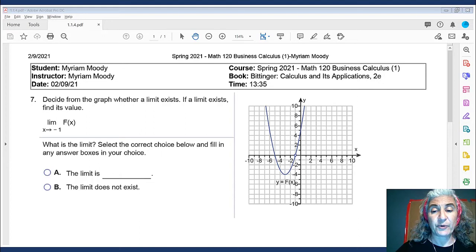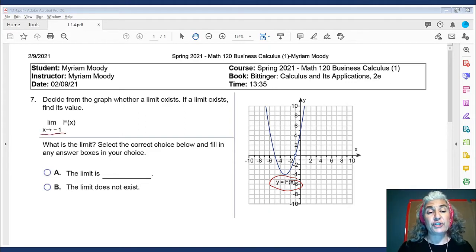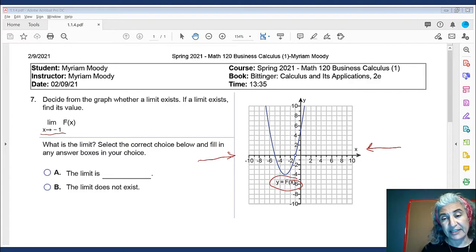It's the graph of a parabola, and it is labeled capital F of x. And they're asking us to find the limit as x approaches -1. So in order for the limit to exist, as we looked at in a theorem just a few minutes ago, we have to make sure that the limit as we come in from the left and the limit as we come in from the right match. If they don't match, the limit doesn't exist.